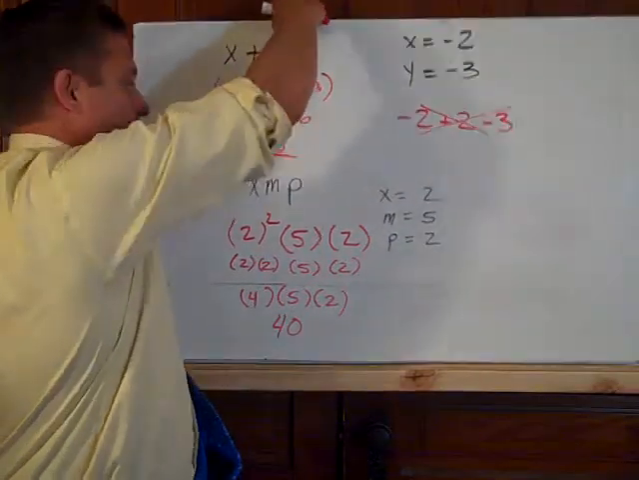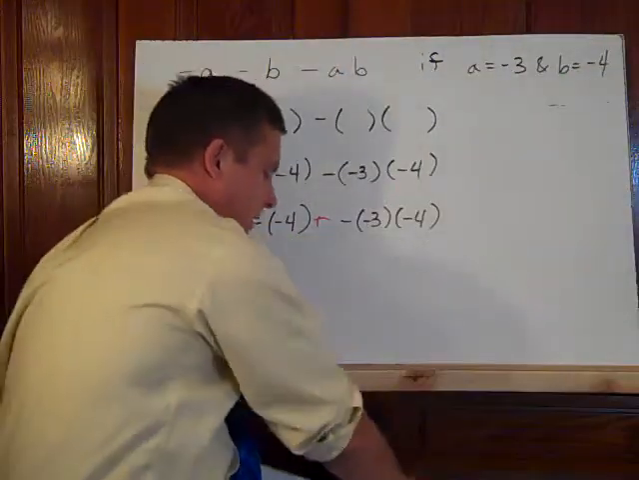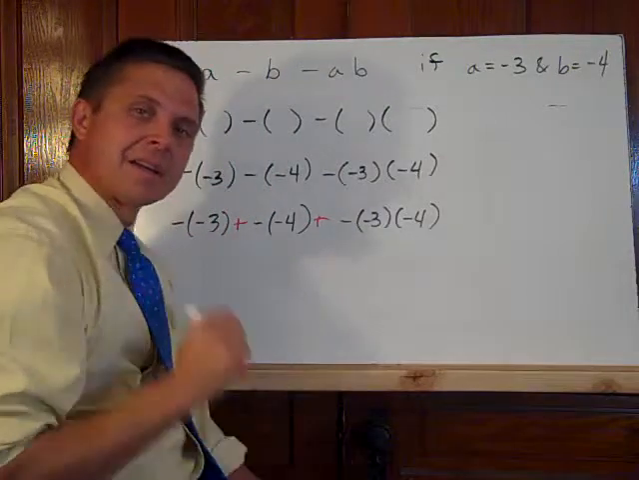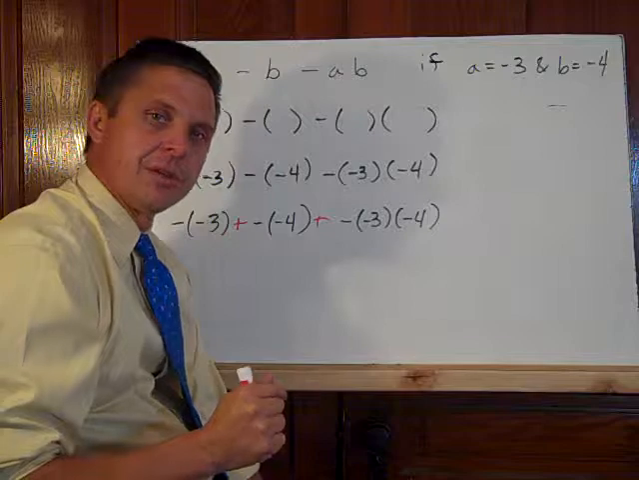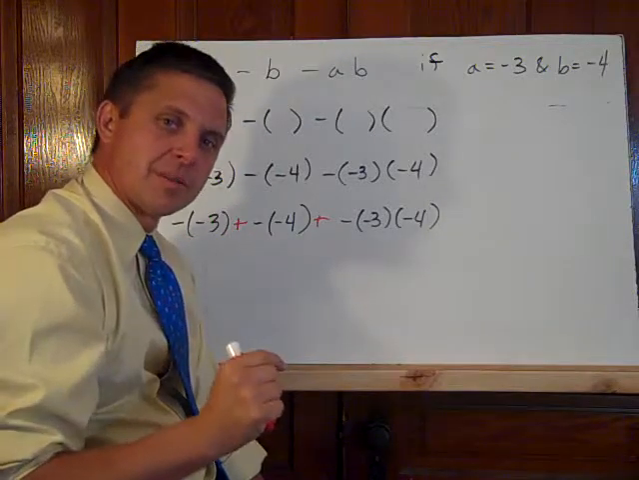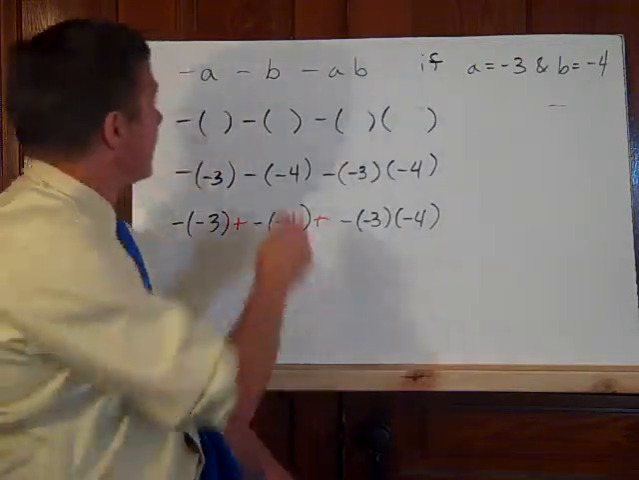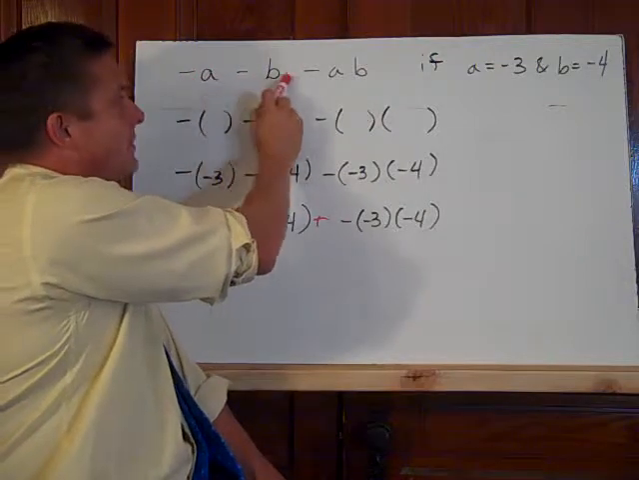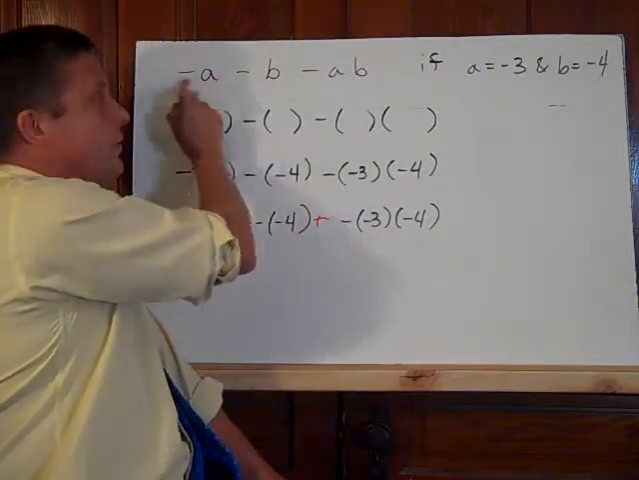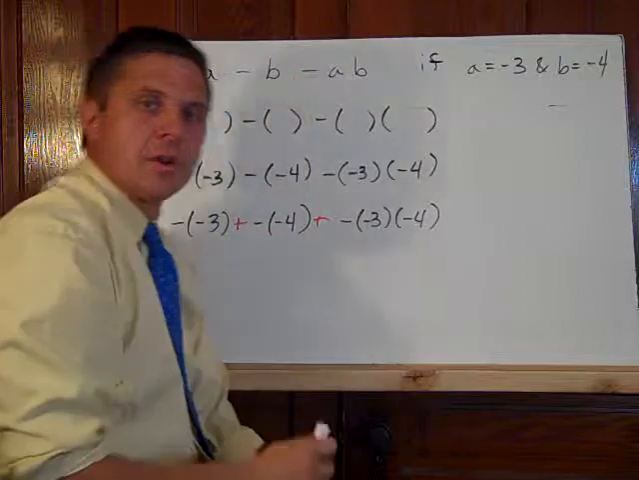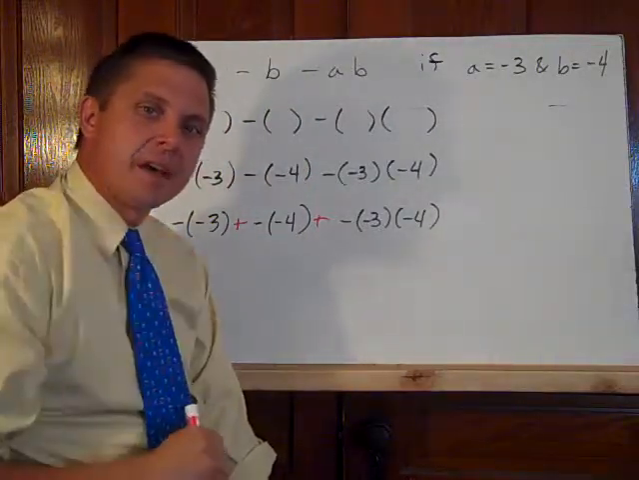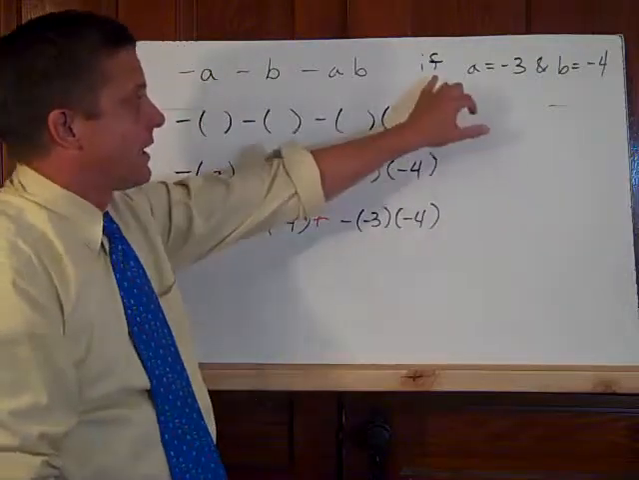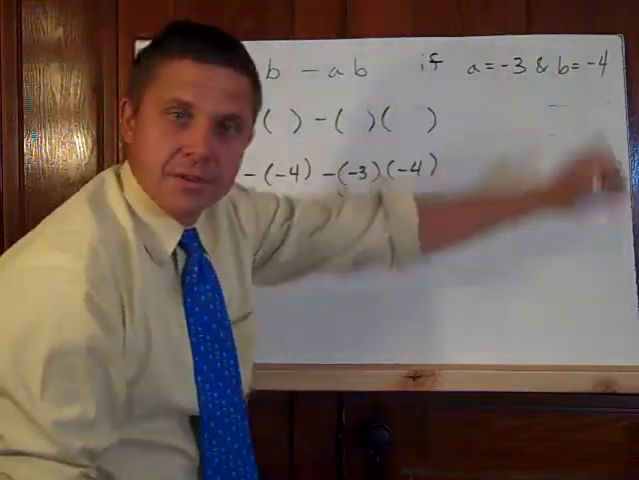Let's do a couple examples. And again, I think it's very important that we realize that we're replacing the variable with parentheses. And when we look at an expression, we should start by thinking about how many terms there are. -a minus b minus ab: 1 term, 2 terms, 3 terms. Before I do any addition or subtraction, I need to get to 3 distinct values if I'm going to evaluate this. And I have that a is -3 and b is -4.